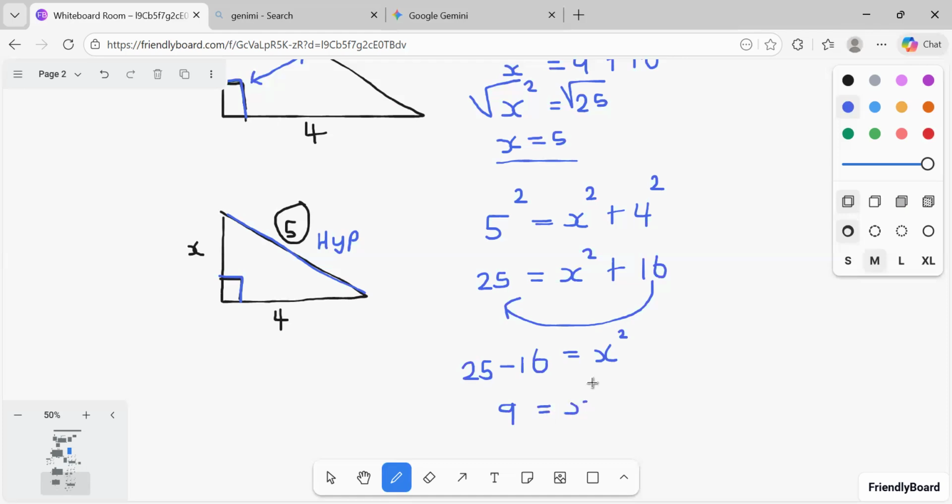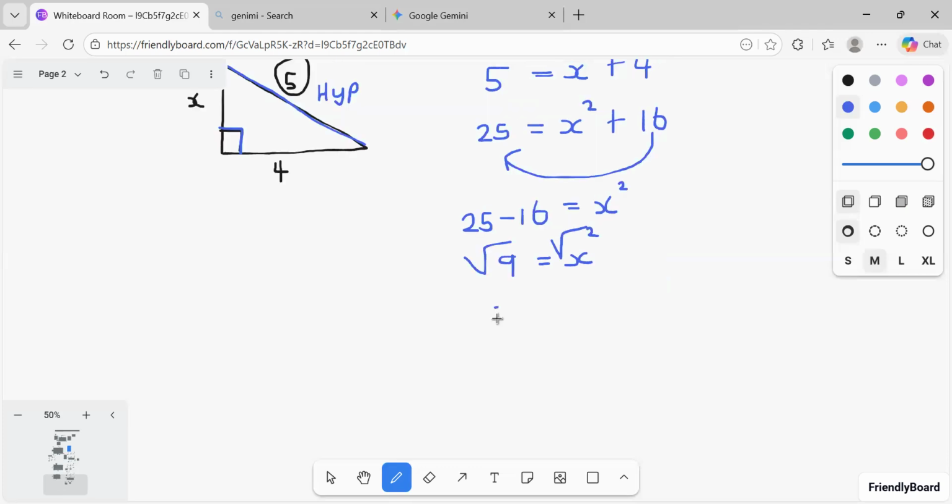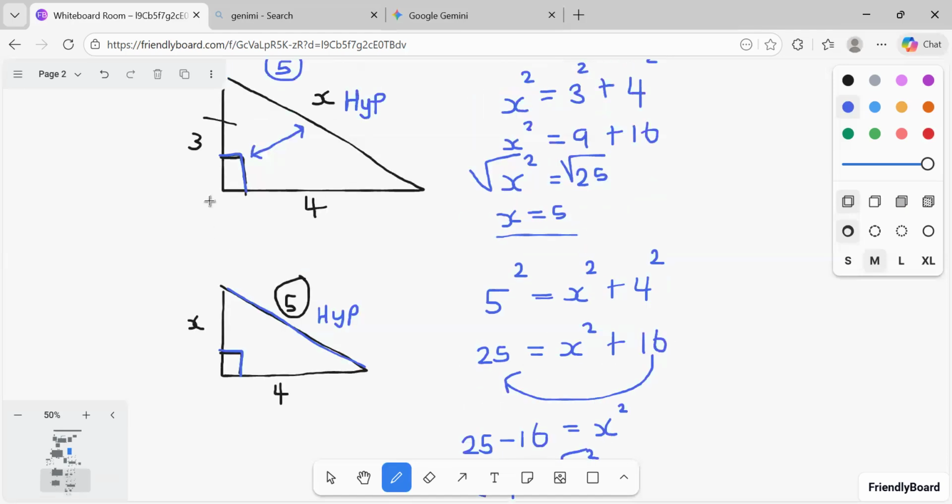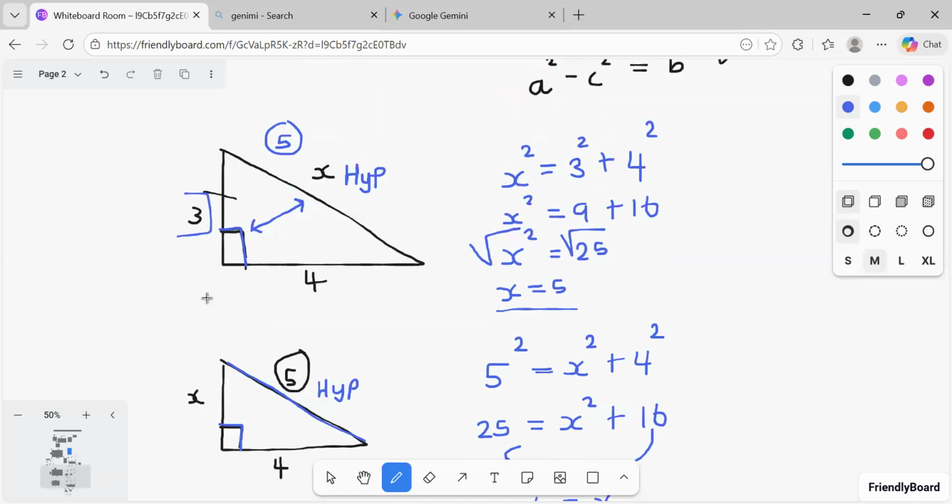Then what's next? I'm going to square root this side. Then I'm going to square root the other side. Okay. So you can see that 3 is equal to x. Wow. You see, we still got the 3. Here, this 3 here, we still got the 3. Okay, let's find this side then.